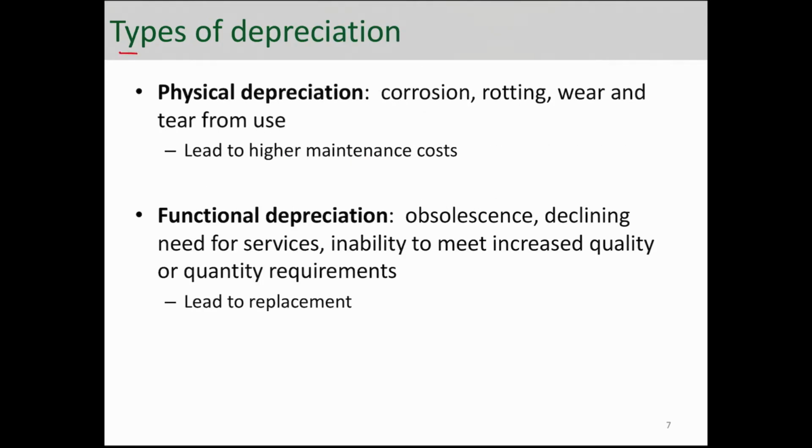Different types of depreciation. We have physical depreciation and we have functional depreciation. Physical depreciation is with respect to physical wear and tear, corrosion, rotting, wear and tear from use. This physical depreciation typically leads to higher maintenance costs for the business owner. And we also have functional depreciation, such as obsolescence, declining need for services, inability to meet increased quality or quantity requirements. And this is functional depreciation that you can still use to reduce your taxable income.